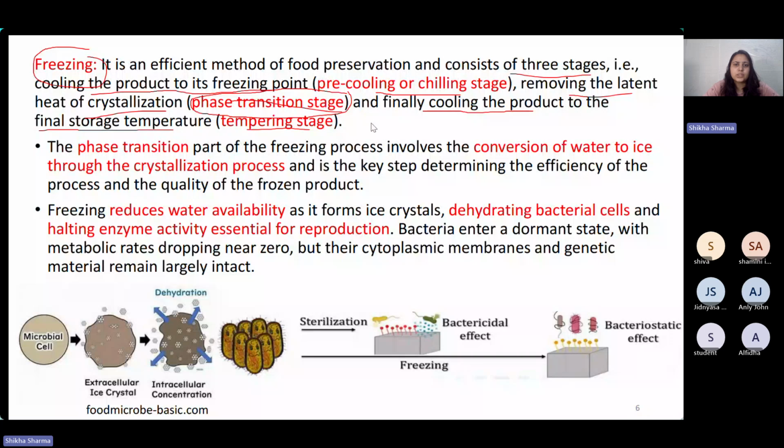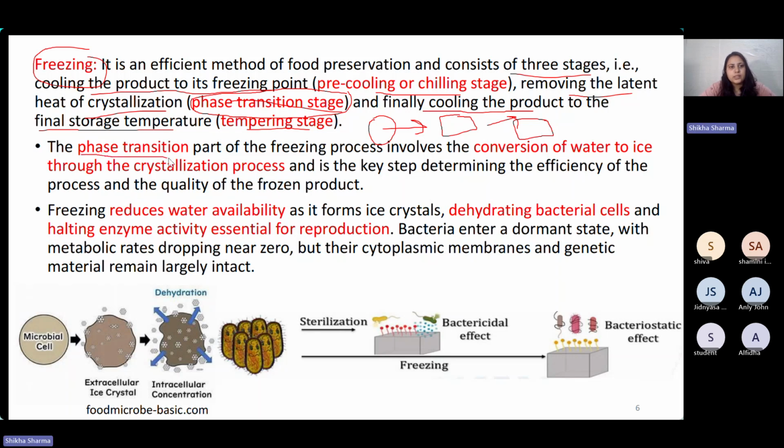So first the product is there, so it will first cool down to a certain pre-cool temperature or certain freezing point, then the phase change or the state change will happen, and the latent heat of crystallization will be removed, and finally the product will be stored at that particular temperature, where the tempering stage is there, if we are freezing any kind of product.